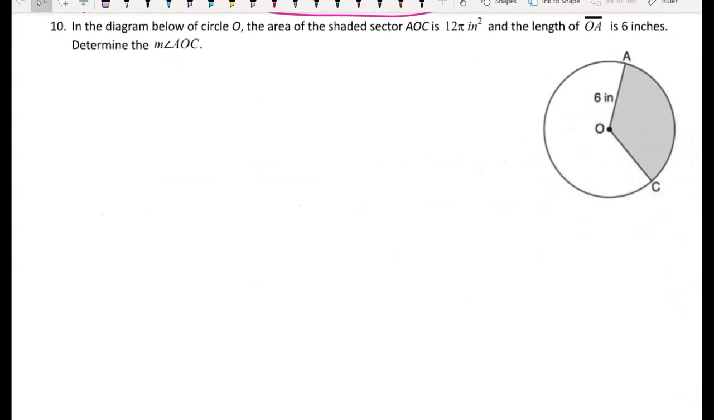Now number 10 is a little bit different based off of the information we're given, but we could still use a similar process. In the diagram below of circle O, the area of the shaded sector AOC is 12 pi. The length of my radius is 6. And they want me to determine the measure of that central angle there.